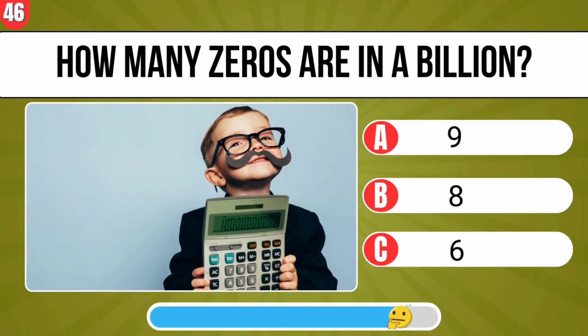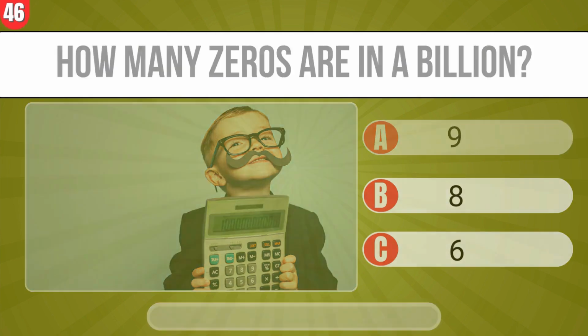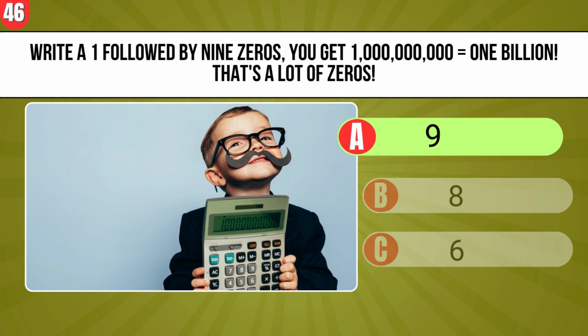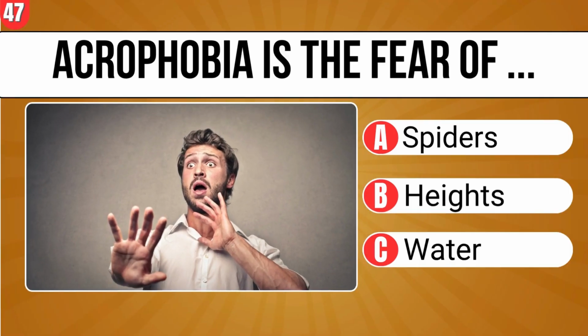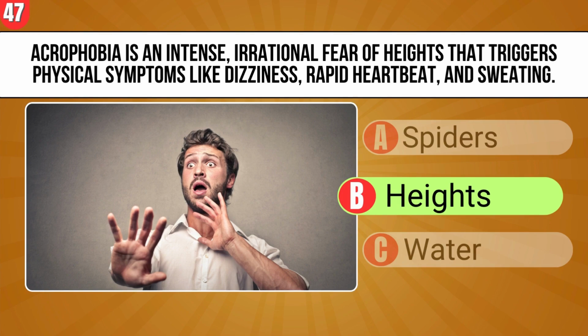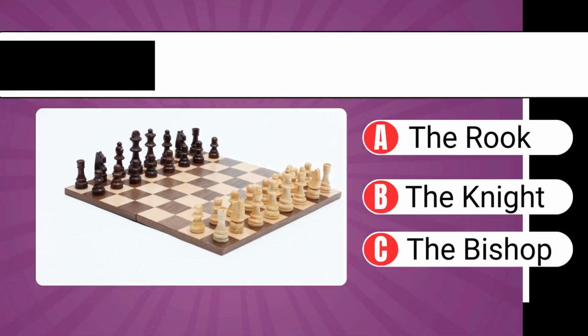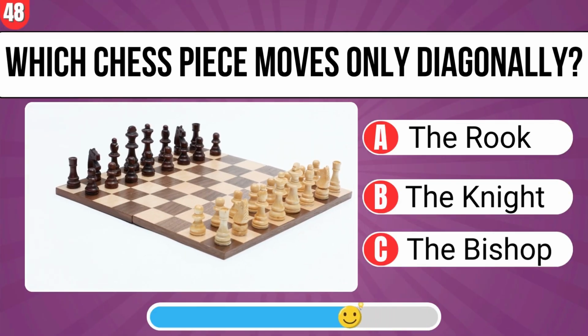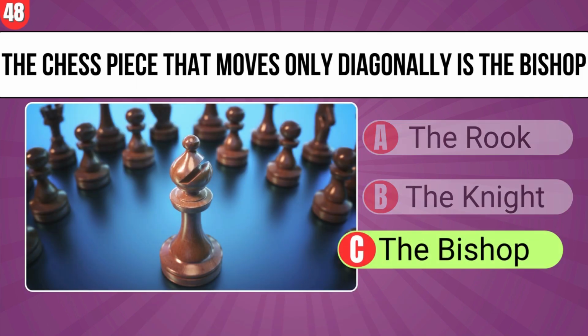How many zeros are in a billion? It's 1 followed by 9 zeros. Acrophobia is the fear of... Acrophobia is an intense, irrational fear of heights. Which chess piece moves only diagonally? The chess piece that moves only diagonally is the bishop.